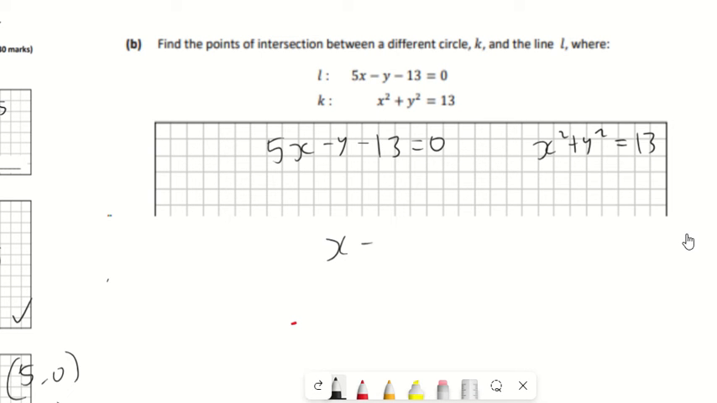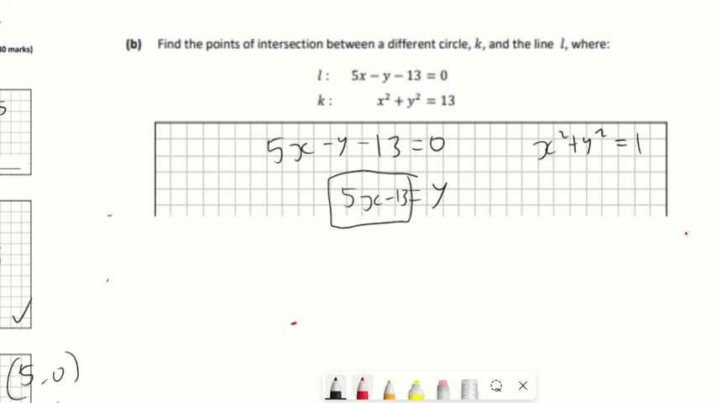So I want to rearrange things around now. Because there's a 5 in front of the x there, I'm going to leave that alone, and I'm going to try and find out what y is. If I just take this minus y and put it over to the other side, I'll just get what y is. So y then would be equal to 5x minus 13. So that's what y is.